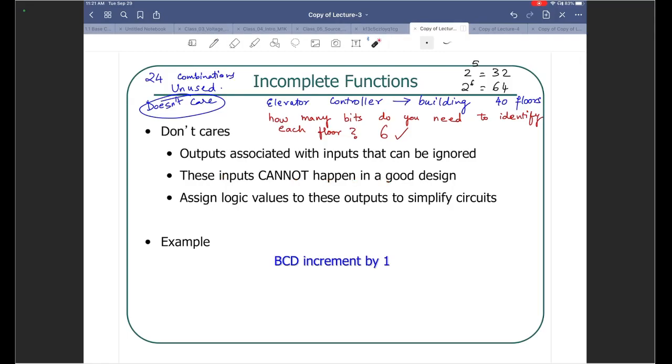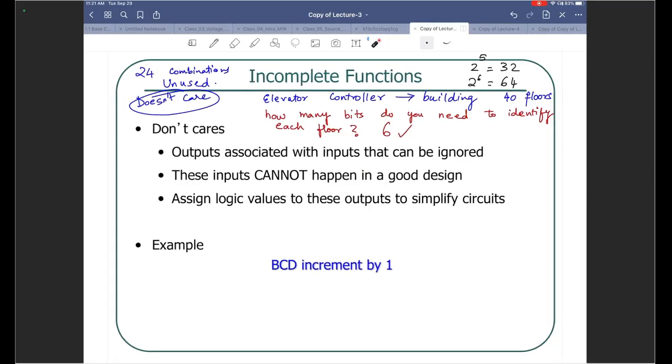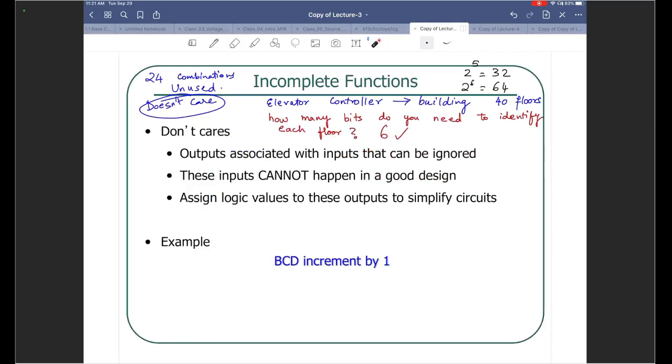So that is why everywhere you will see things as a power of 2, so that you effectively use the number of bits. Elevator is just a real world example. I'm talking about applications in which digital design is involved. Now you are going to assign logic values to the outputs to simplify circuits. We can leverage don't care situations to simplify circuits a lot, and we'll see that in K-maps.